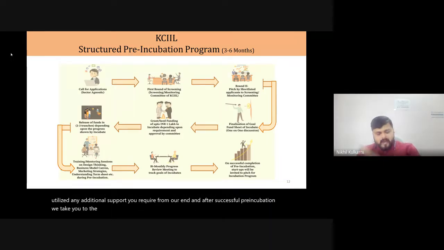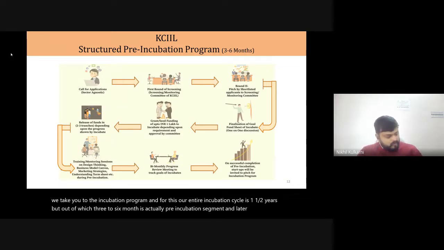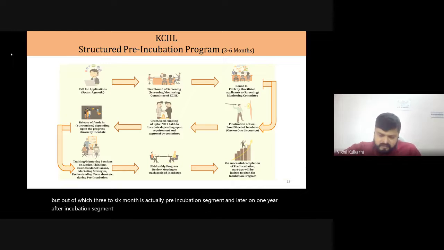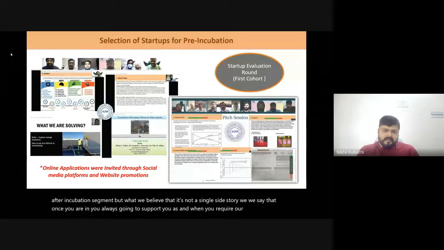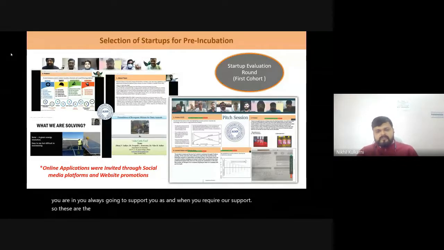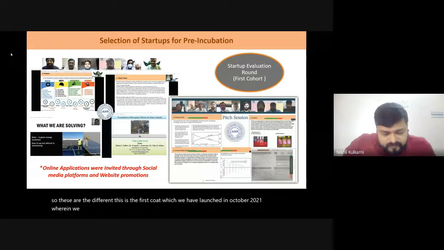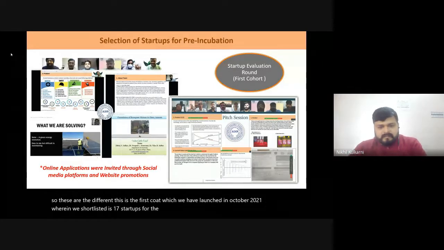For this, our entire incubation cycle is 1.5 years, out of which 3 to 6 months is the pre-incubation segment, and later on 1 year is the incubation segment. But we believe that it's not a one-sided story. We say that once you are in, we are always going to support you as and when you require our support. This is the first cohort which we launched in October 2021, wherein we shortlisted 17 startups for the funding, and they presented their ideas through online media.